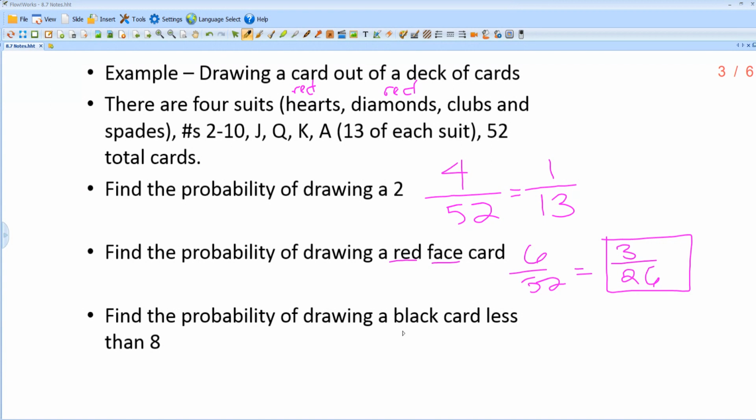Find the probability of drawing a black card less than 8. So first, let's deal with this less than 8. How many cards are there that are less than that? Well, there's the 2, 3, 4, 5, 6, and 7. So there are 6 different cards that are less than 8, and we want any of the black ones. So the clubs are black, so there's 6 clubs that are less than 8, and then the spades are black as well. So there's 6 spades that are less than 8. So we have 6 and 6, which is 12 over 52. And when I reduce that, I get 3/13.